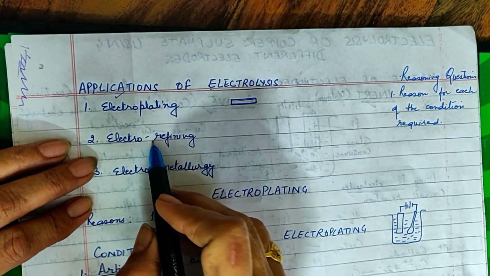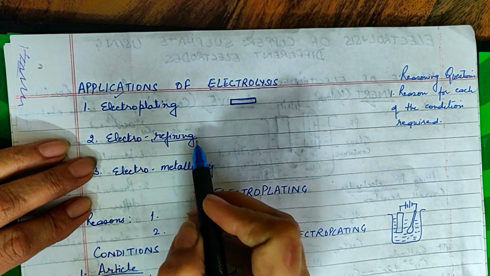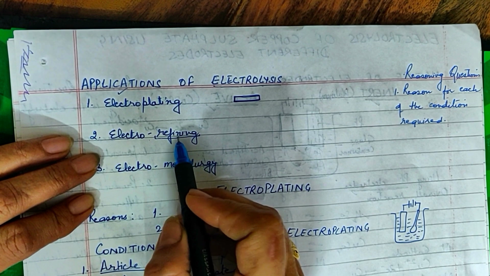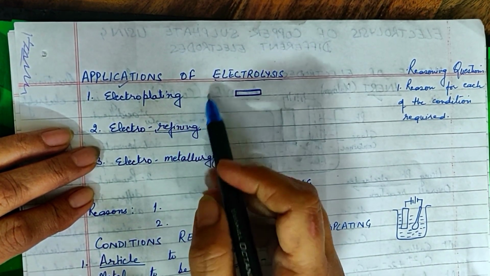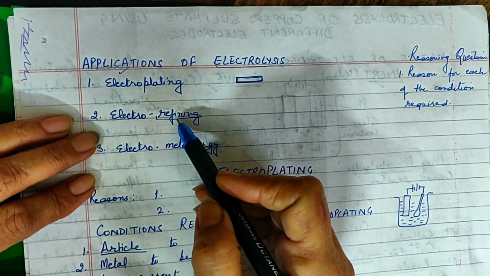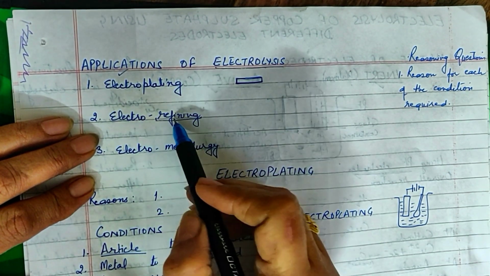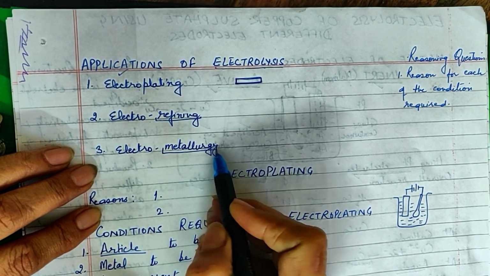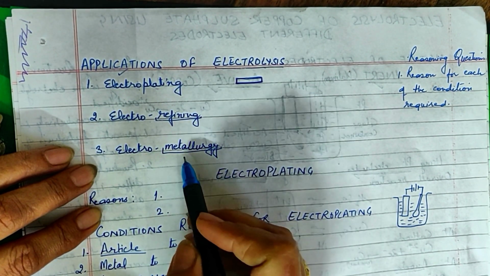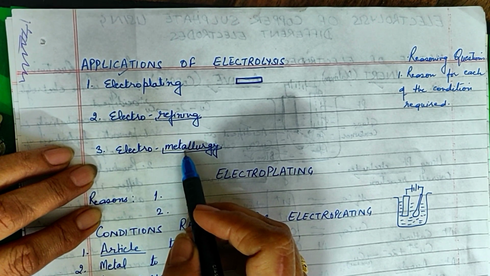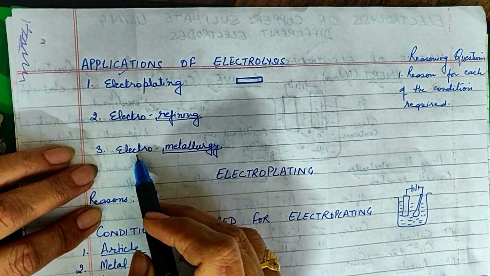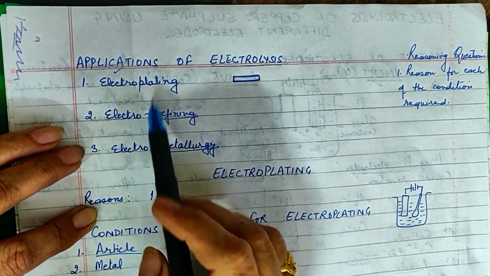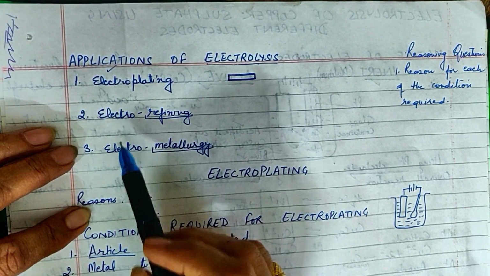Then electrorefining. Refining refers to purification. Purification of the metal after it has been obtained from its ore is known as refining. If we are using the technique of electrolysis to refine or purify the metal, the process is referred to as electrorefining. Then electrometallurgy. Metallurgy means the process of obtaining the metal from its ore. If we are obtaining the metal from its ore using the technique of electrolysis, it is known as electrometallurgy. So these were the three terms. Now one by one we are going to study each one of them in detail.